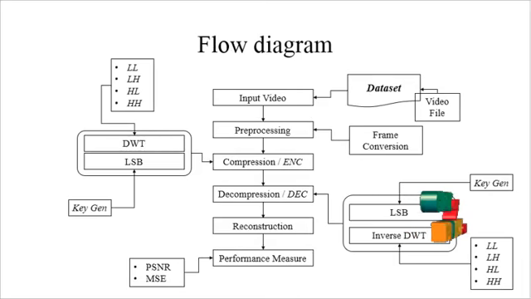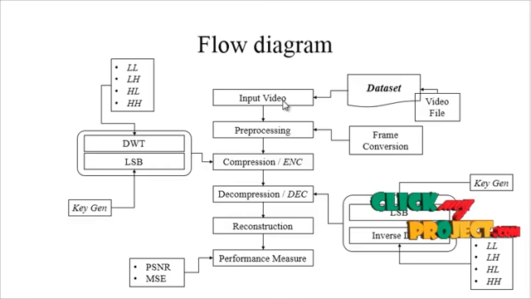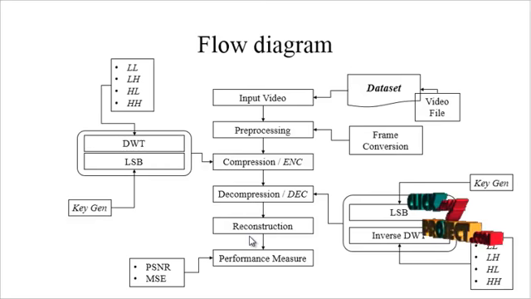Now we are going to discuss the overall working flow of this process. This is the overall working flow, and these are the modules present in this project. The first module is the input video, then pre-processing, compression and encryption, decryption and decompression, reconstruction, and finally performance parameters. At first, the input video is taken from the dataset.